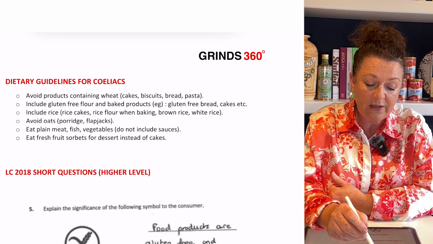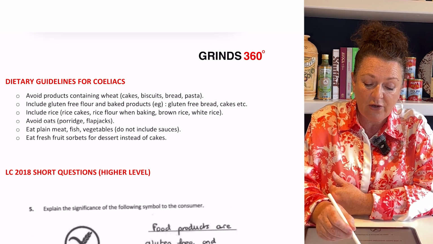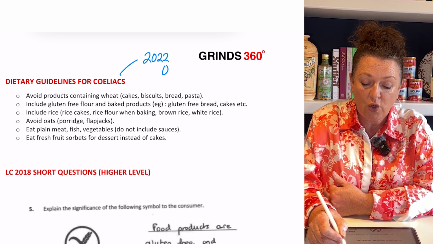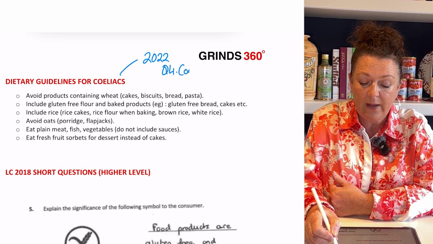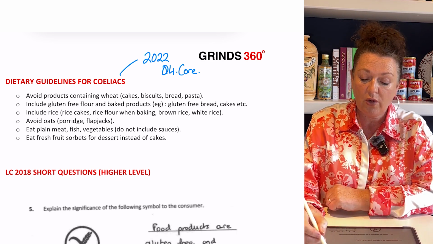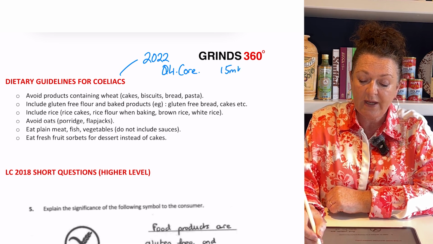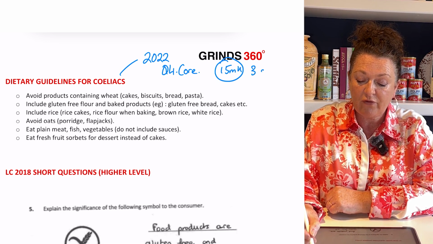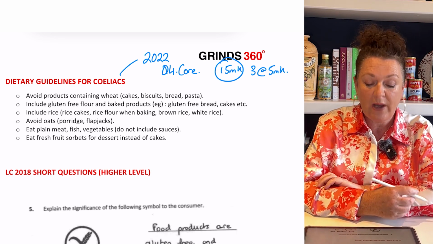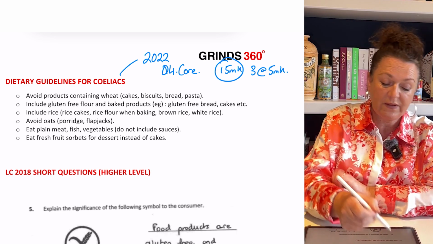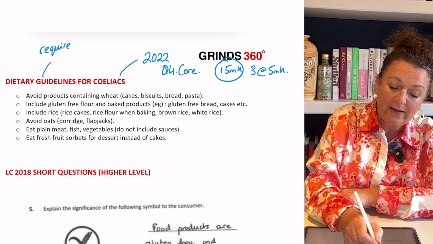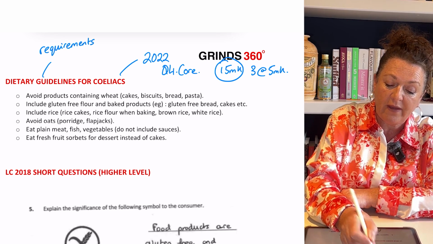Now, dietary guidelines, as I said earlier, this was asked in 2022 and it was on question 4, the core. And it was on the second part of the core and it was worth 15 marks, 3 at 5. So students were asked to outline the dietary requirements. So guidelines, requirements, exactly the same thing.